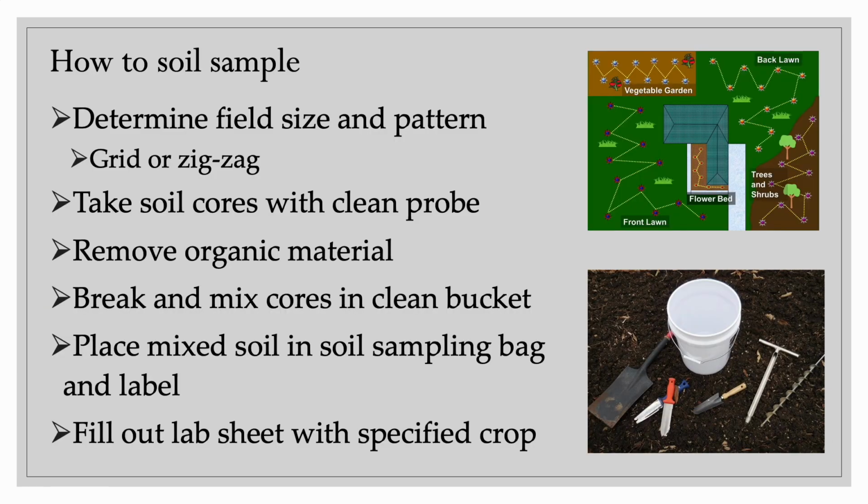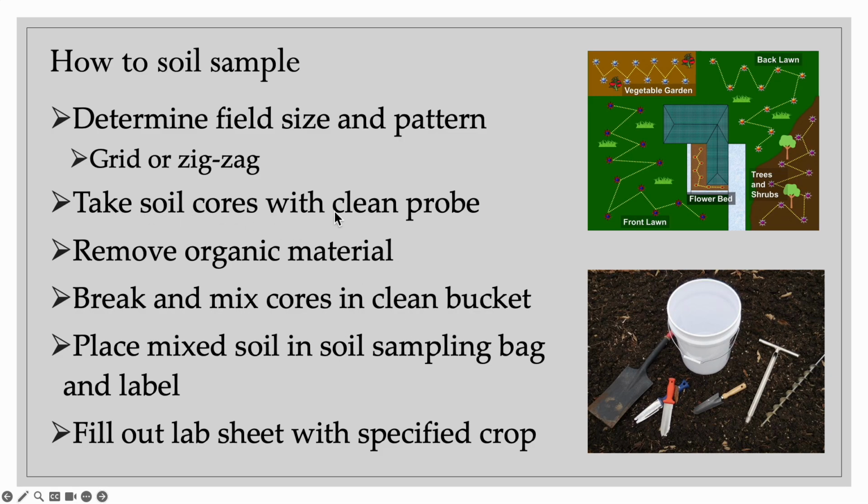All right, so how do we take this sample? We've already determined our field size and our pattern, whether we're going to use a grid or a zigzag. This picture kind of shows a home lawn having different cropping systems, so to speak, where they might take samples in the front lawn, the back lawn, the trees and shrubs, and then the vegetable garden. When they send these in, they will get different recommendations for each of these areas instead of just a blanket application of fertilizer across all of them, possibly spending money where they didn't need to.